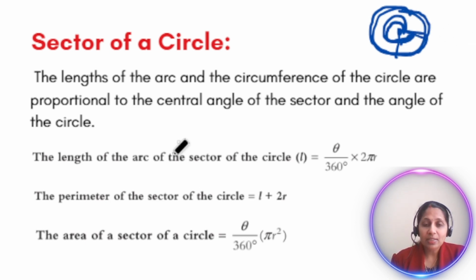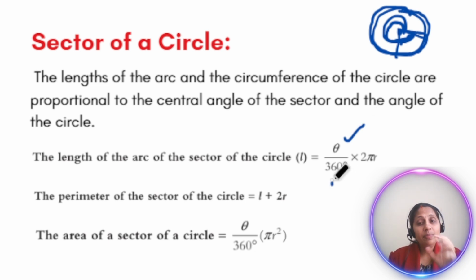What do I mean by that? The length of the arc is equal to theta, which is the angle of the sector, divided by the whole angle of the circle, times your 2 pi r, which is your circumference. So using this, you can find the length of the arc of the sector of a circle.